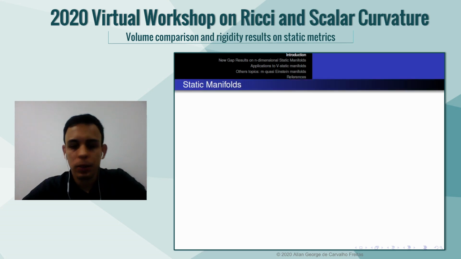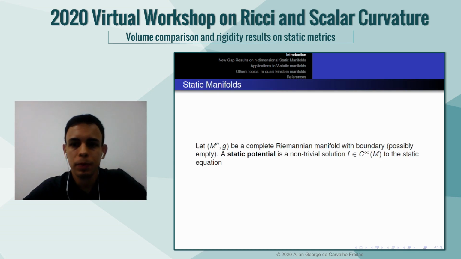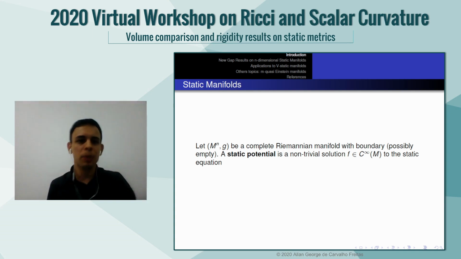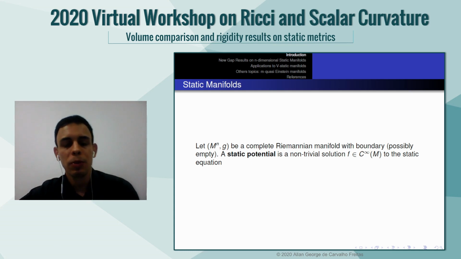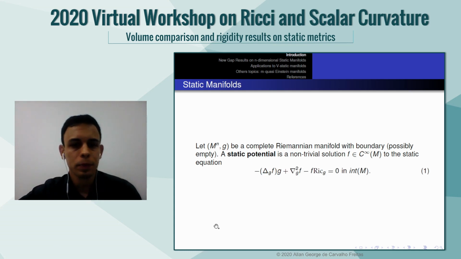On the other hand, we approach with static manifolds. For us, a complete Riemannian manifold with boundary is static if it has a static potential in the following sense. A static potential is a non-trivial solution to the static equation. That is this equation, where this is the Laplacian of the function, this is the Hessian, and this is the Ricci tensor of the manifold.